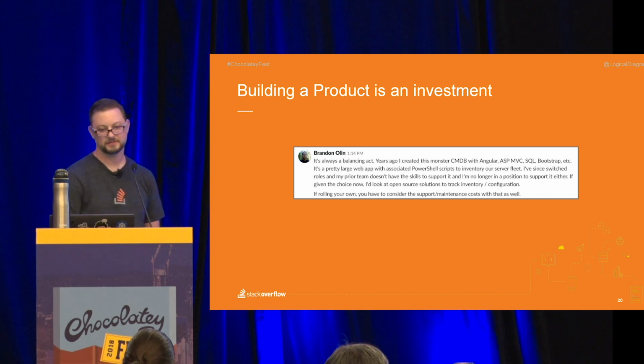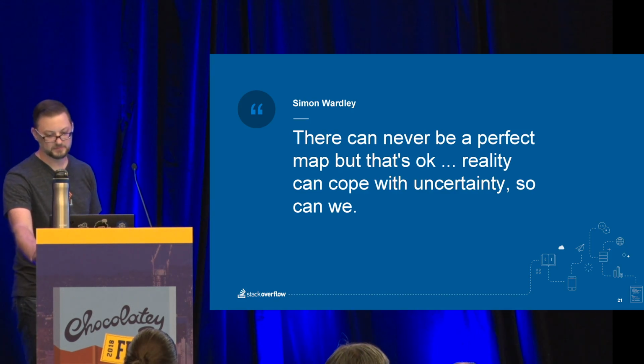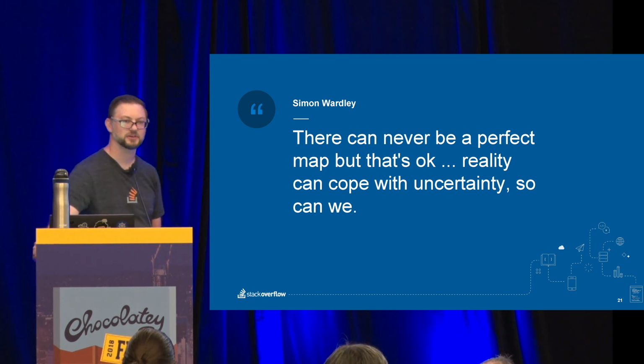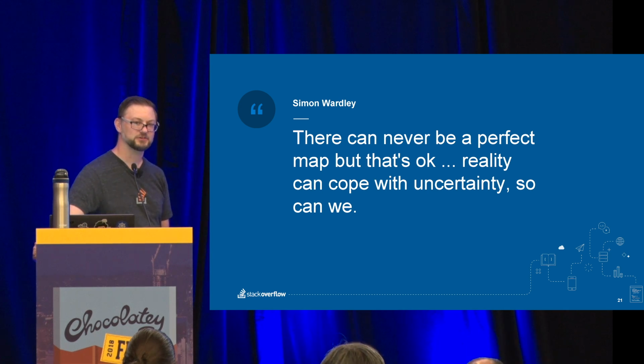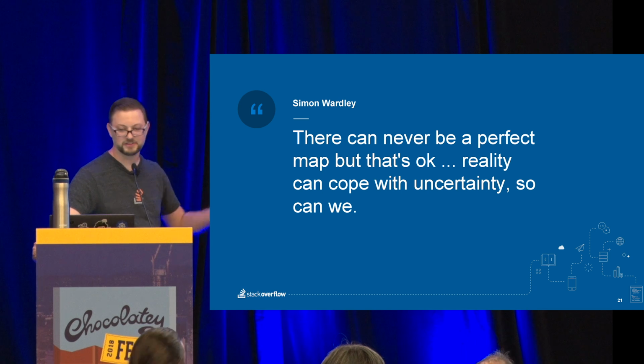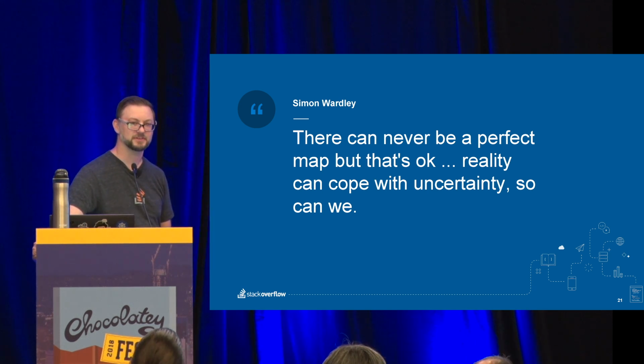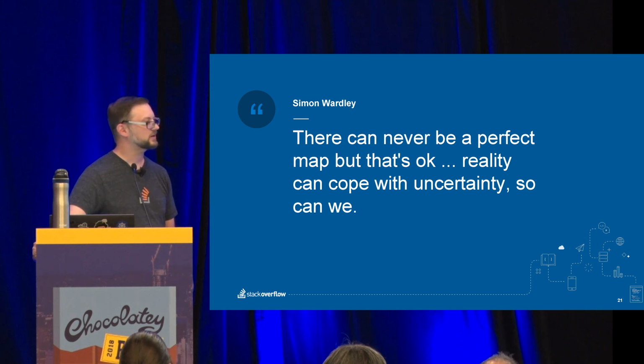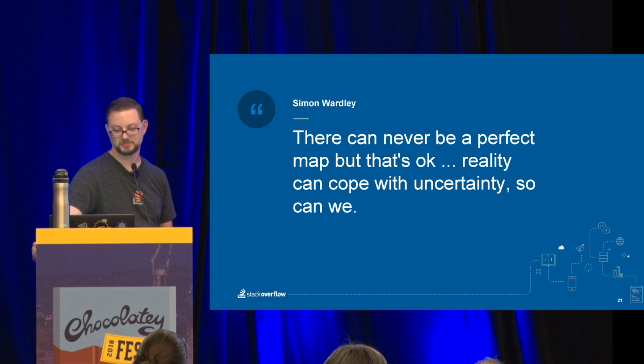And another quote from Simon Wardley: never can be a perfect map, and that's okay. Reality can cope with uncertainty, and so can we. So you're not trying to get everything into one map. You're not trying to create the Google Earth, where you can zoom in infinitely, zoom out infinitely, drag around. You're really just trying to cover that point of view that helps you tell the story, helps you understand where you're going, maybe talk to your coworkers and figure out where they think you should be going.